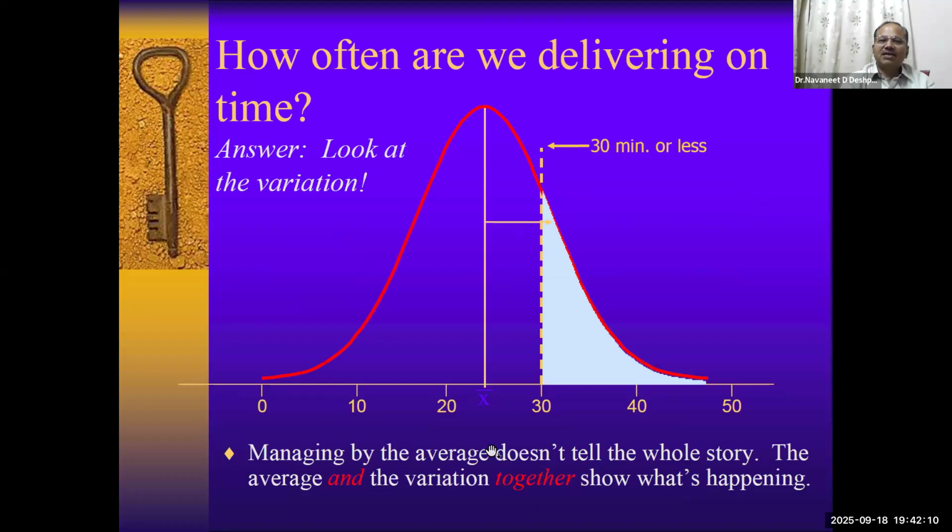Managing by the average doesn't tell you the whole story. We need all the people to deliver within 30 minutes, but in every instance, that may not happen. The average and the variation together show what's happening. You should also take the average and what you can have on a day-to-day basis. So somewhere down the line, you can measure how much variation can be looked at.